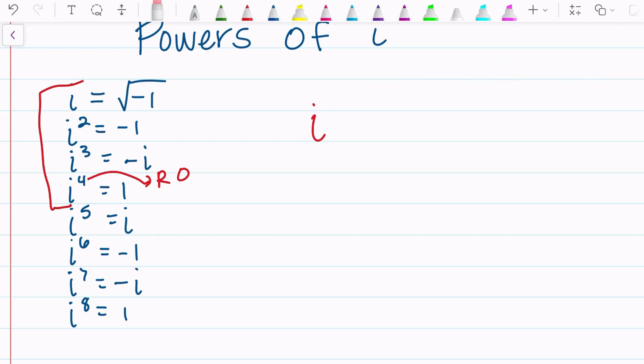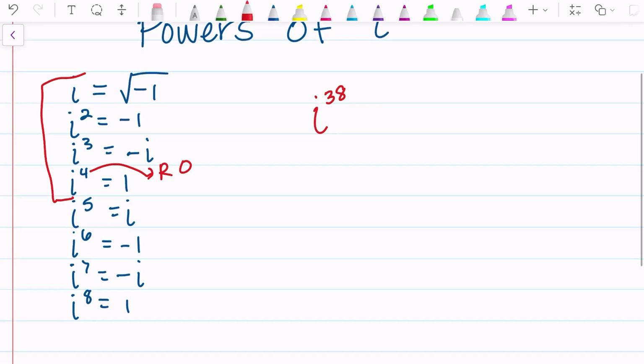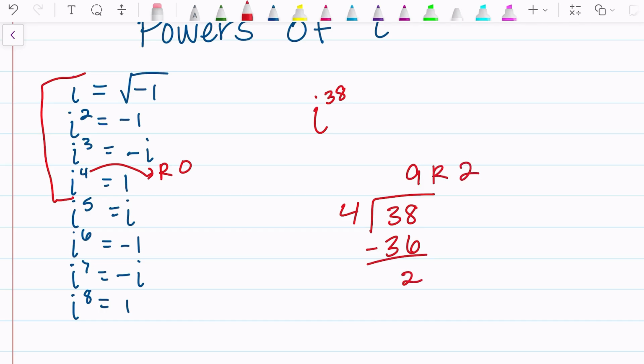So if I was going to do, let's see here, i to the 38th. If I want to do i to the 38th, I'm going to take 38 and divide it by 4. I know 4 times 9 is 36. I'm going to subtract it, and I get a remainder of 2. So I'm going to look at my list. That would just be i squared. This is going to be equal to i squared. And then my answer is negative 1.